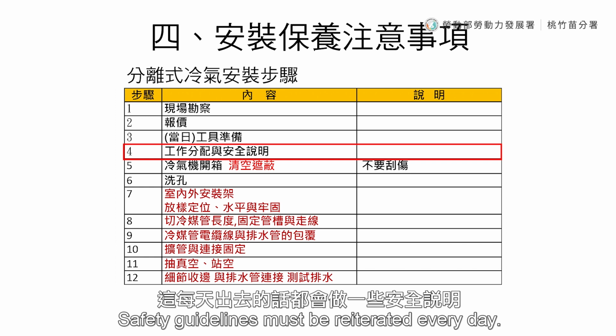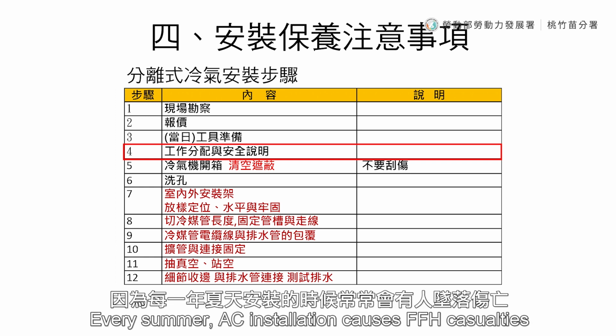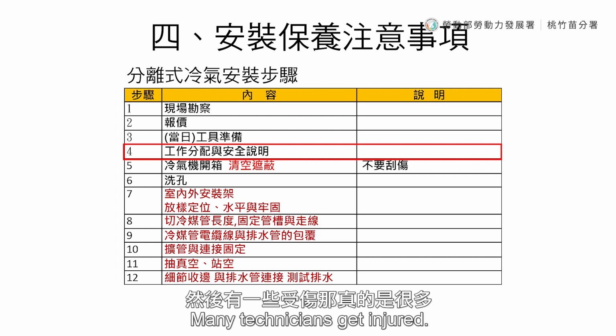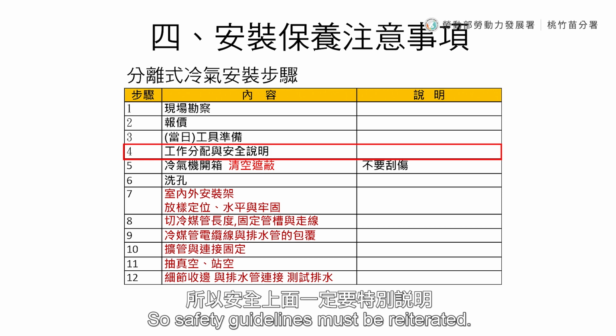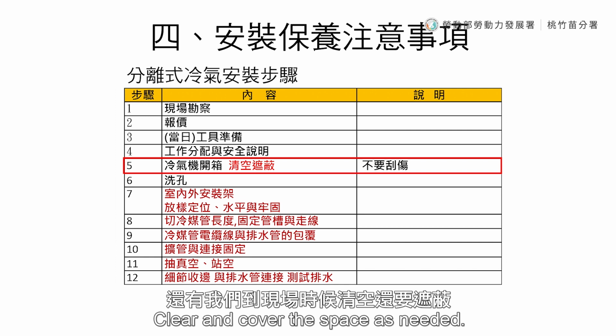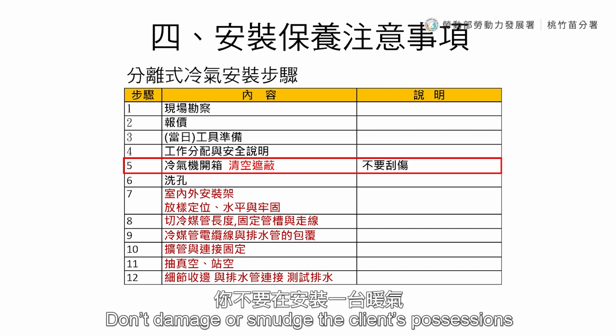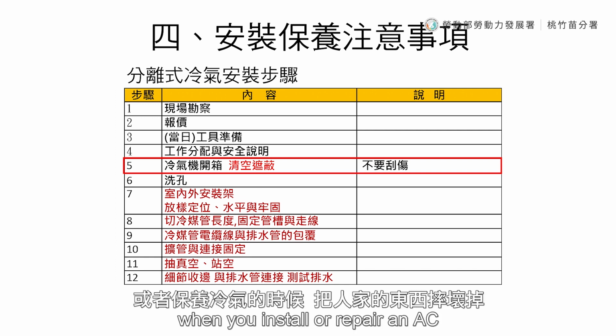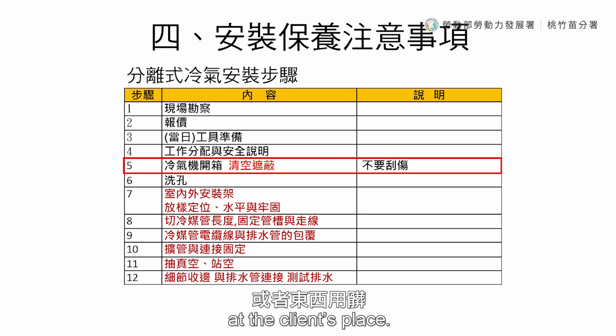Safety guidelines must be reiterated every day. Every summer, AC installation causes casualties. Many technicians get injured, so safety guidelines must be reiterated. On site, be careful when you open the box. Clear and cover the space as needed. Don't damage or smudge the client's possessions when you install or repair an AC at the client's place.